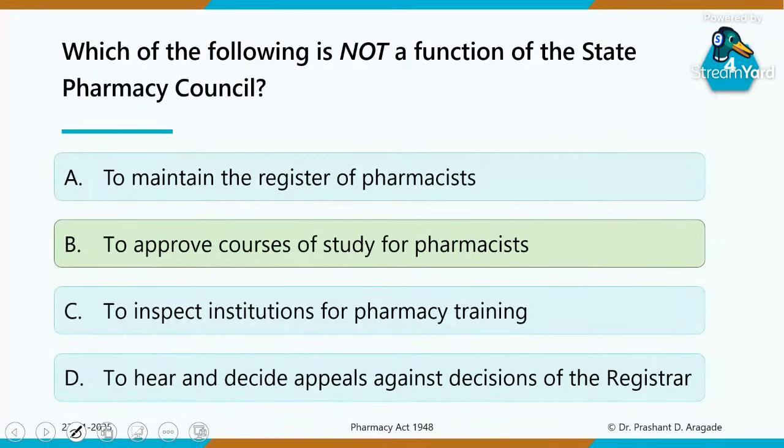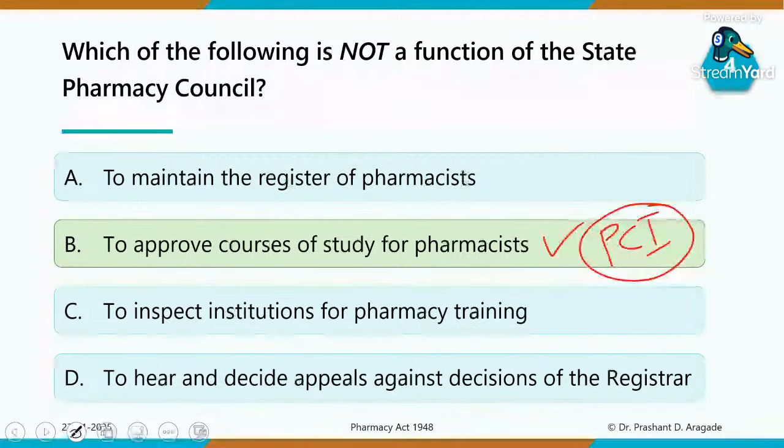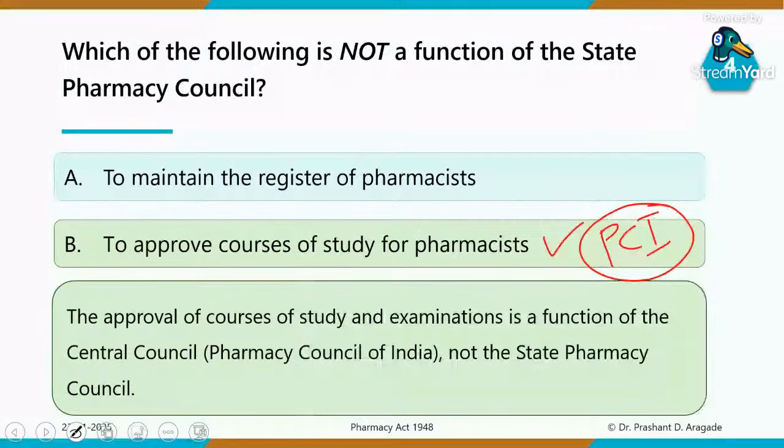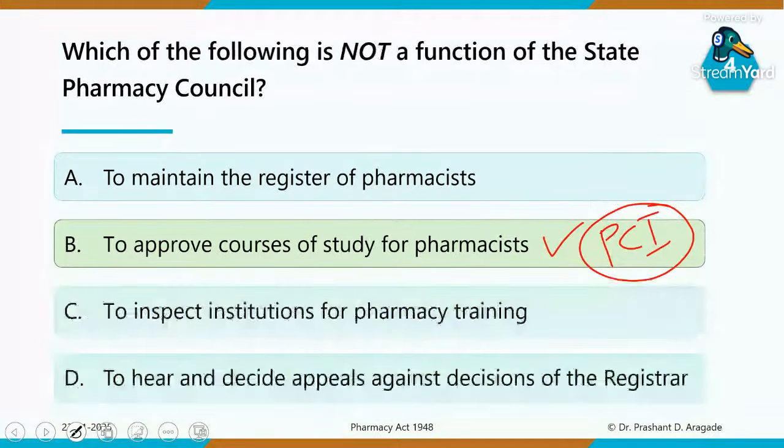This is the function of the PCI, the Central Council, not the State Pharmacy Council. Giving approval to institutions, and approval of the D Pharm, B Pharm, M Pharm, Pharm D qualifications required for the pharmacist, is one of the important functions of the Pharmacy Council of India, not the State Pharmacy Council. So approval of courses of study and examination is the function of the Central Council, and the other functions are performed by the State Pharmacy Councils.